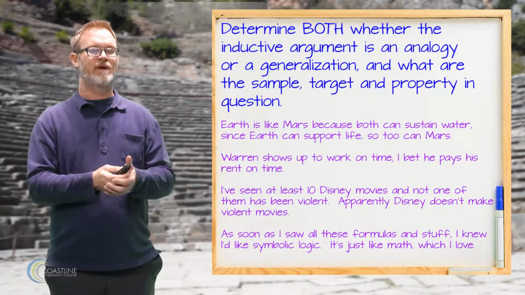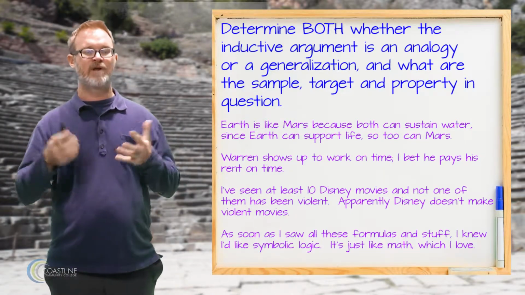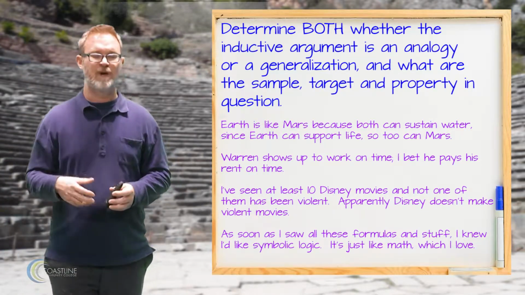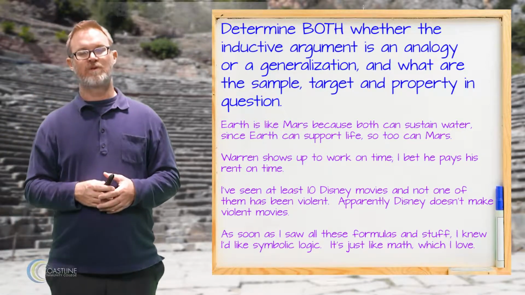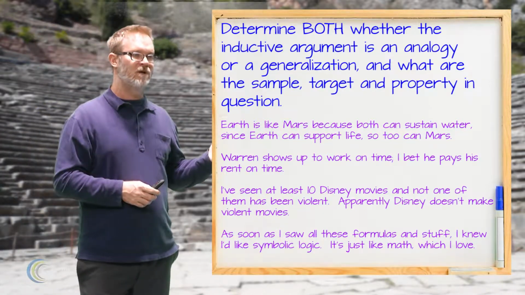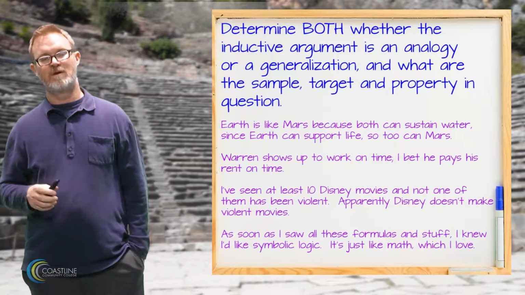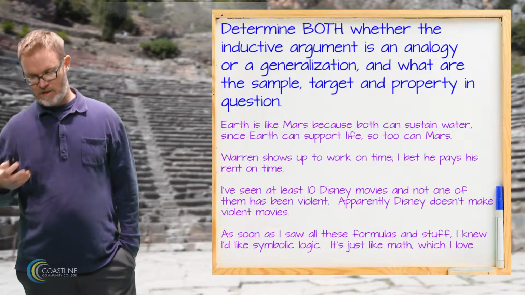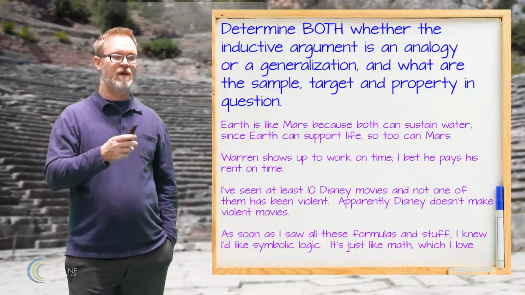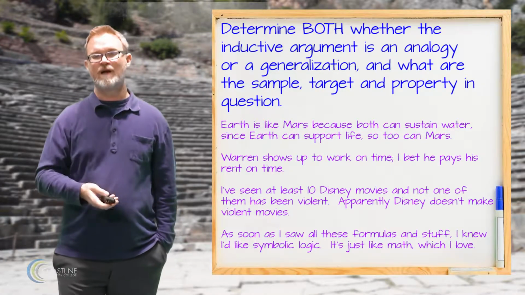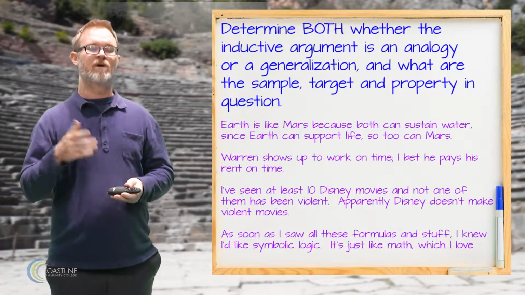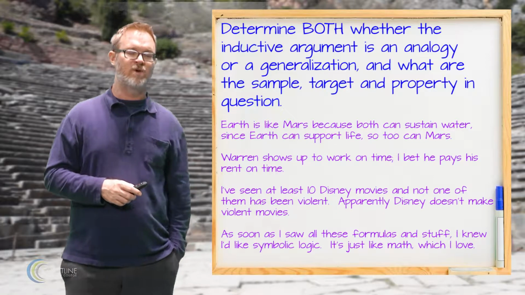You can see that because we're talking about two separate classes here, two separate items, one is Warren's showing up to work, and the other is his paying his rent, we're dealing with an argument by analogy. The analogy has the sample as his showing up to work and the target as his paying rent. The comparison is being made between the two and whether or not those will be on time. He shows up to work on time, so he's going to pay his rent on time. So being on time is your property or feature in question.